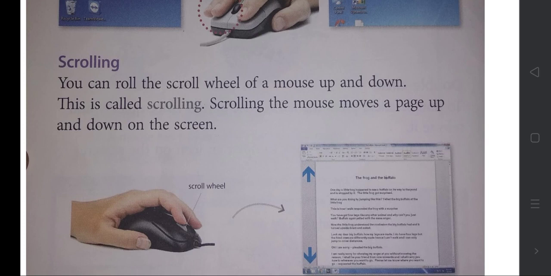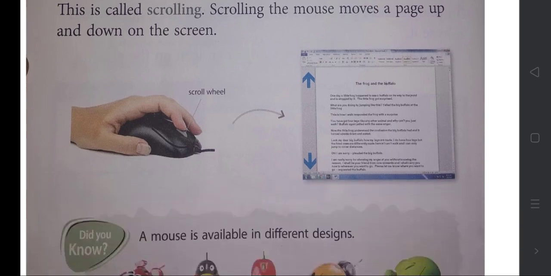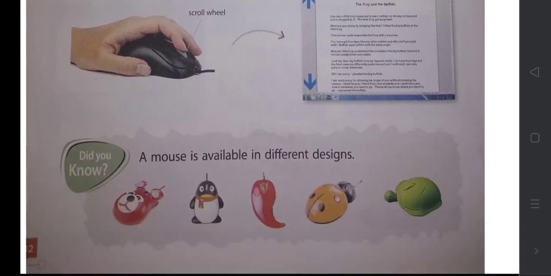Then what is scrolling? A scroll wheel is there, no? So what is the use of that? Scrolling: you can roll the scroll wheel of the mouse up and down. This is called scrolling. The mouse moves a page up and down on the screen, so it is useful for that.